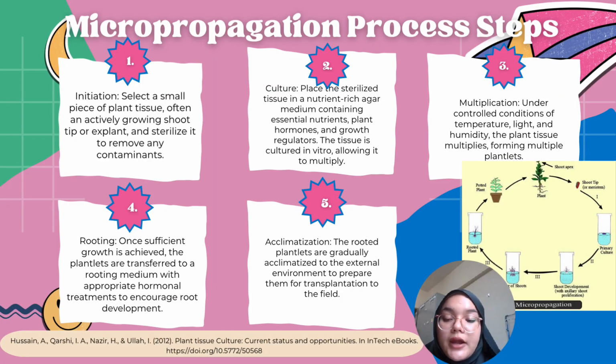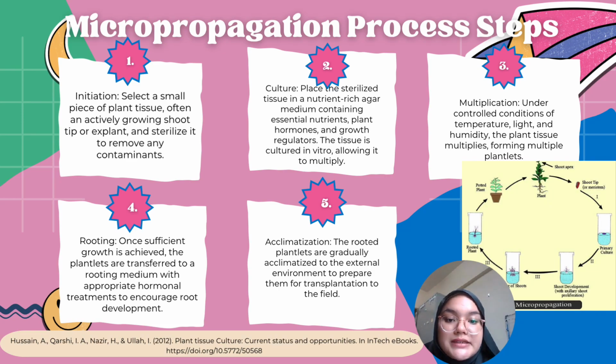Micropropagation process step. The first step is initiation. Select a small piece of plant tissue, often an actively growing shoot tip or explant. Explant means tiny, sometimes microscopic, portion of plant material taken for culture, and sterilize it to remove any contaminants.